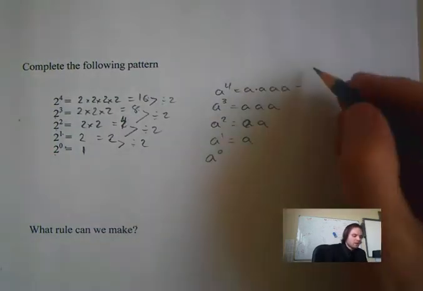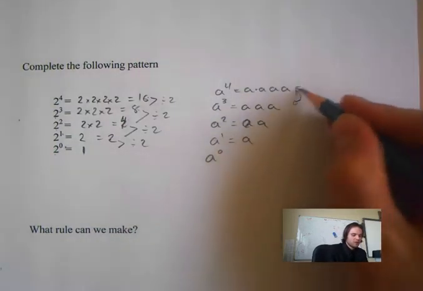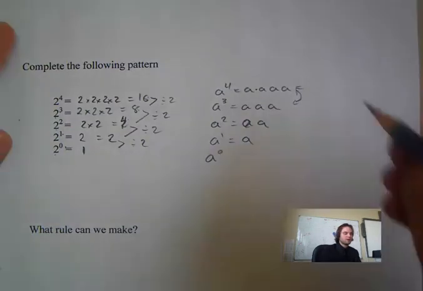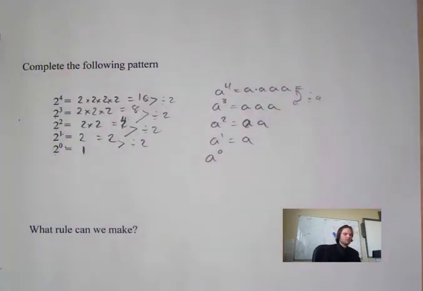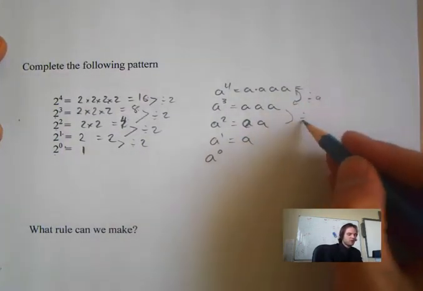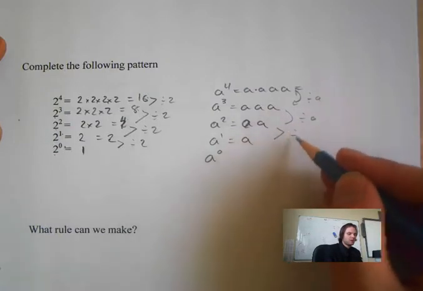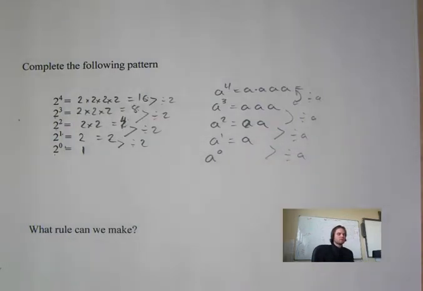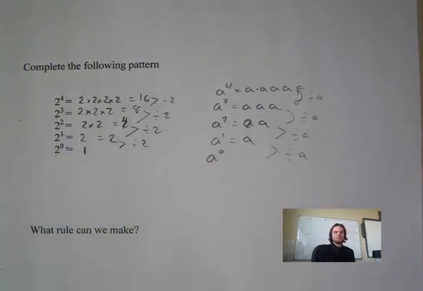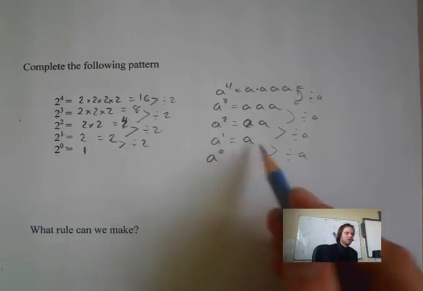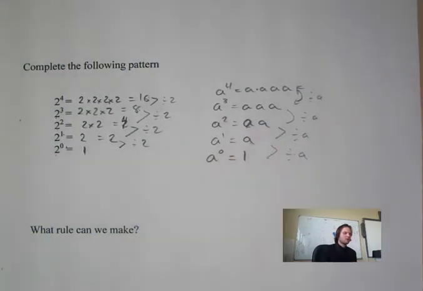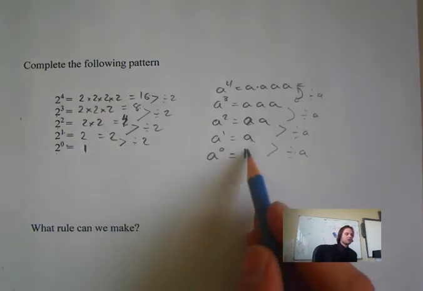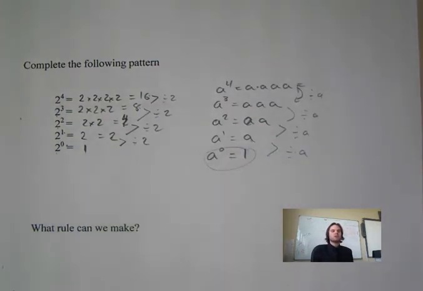When I look at this, every time to go from here to here, what's happening? I am dividing by a. Okay? To go from here to here, I divide by a. Go from here to here, I divide by a. So then to go from here to here, I have to divide by a. Okay? Because basically, what's a squared divided by a? A. Because 3 times 3 divided by 3 is 3. Okay? So then here, we divide by a. A divided by a is always 1. So what rule can you make about this? What rule about anything to the power of 0?